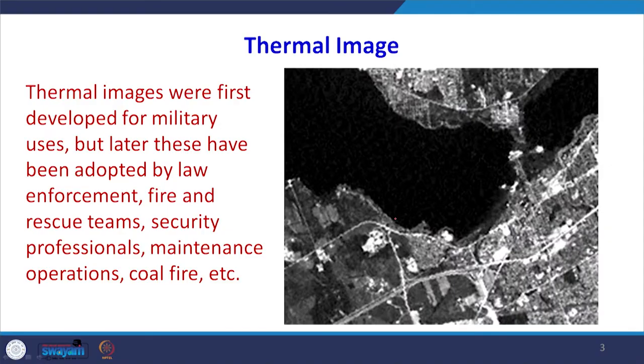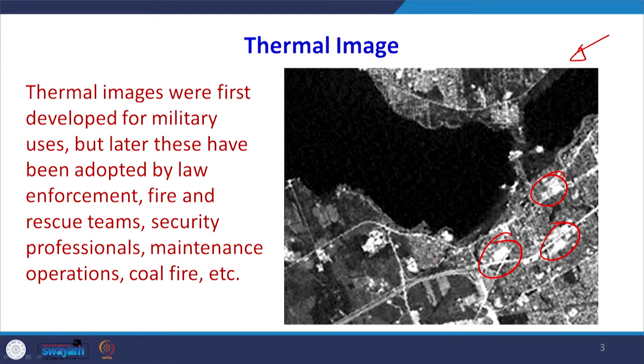So, this is the thermal image which you can see on the right side. This thermal image is showing us the land feature as well as the water feature. All the dark portion, which is the black portion, is in fact the cooler portion of the water. It has a lower temperature as compared to the other features here also. So, all the built up areas you can see in white, because they have a higher temperature as compared to the water body.